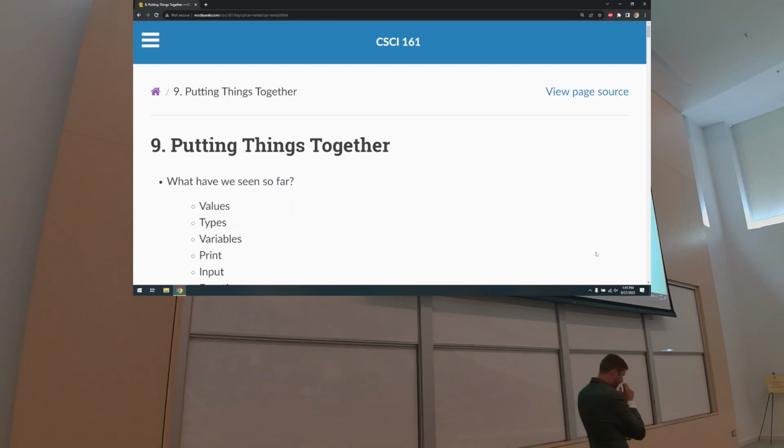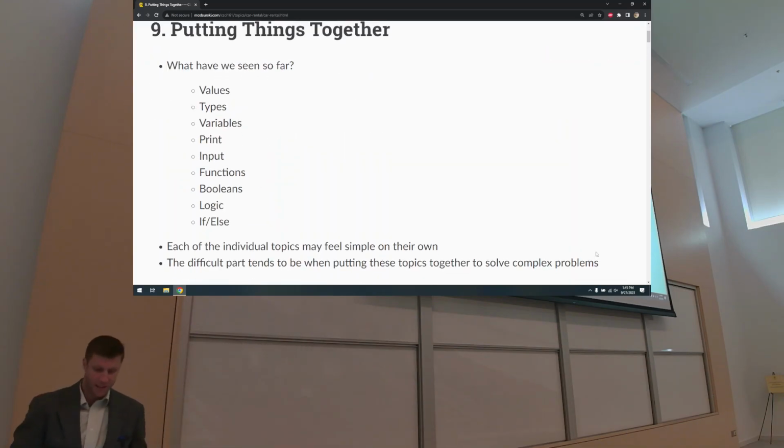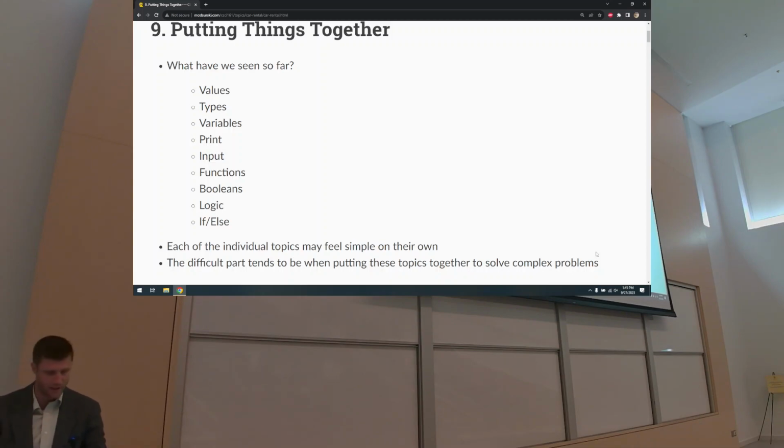So here's what this topic is going to be. We're going to just work through a problem. We're going to break it down and solve the problem with the various things we've learned so far. Let's just go through it. It's an exercise of writing code to solve some arbitrary problem. So what have we seen so far? Values, types, variables, print, input, functions, Booleans, logic, if, else.